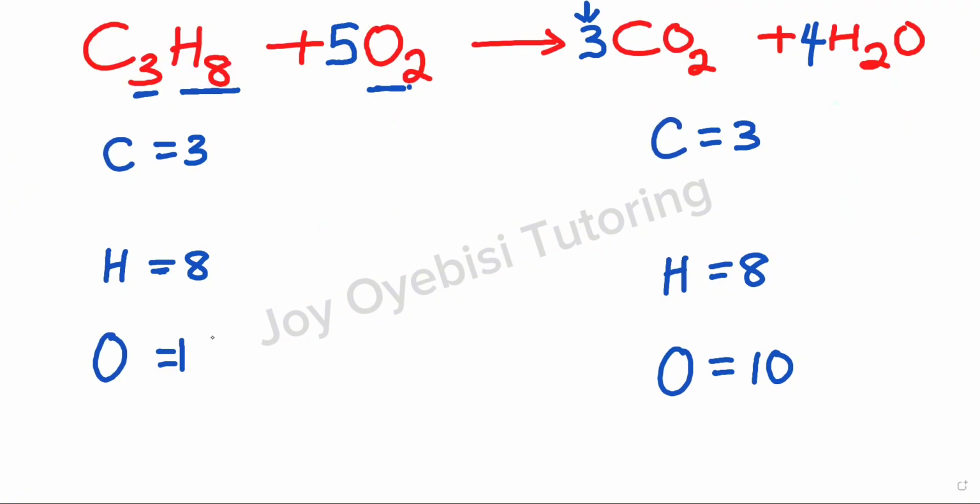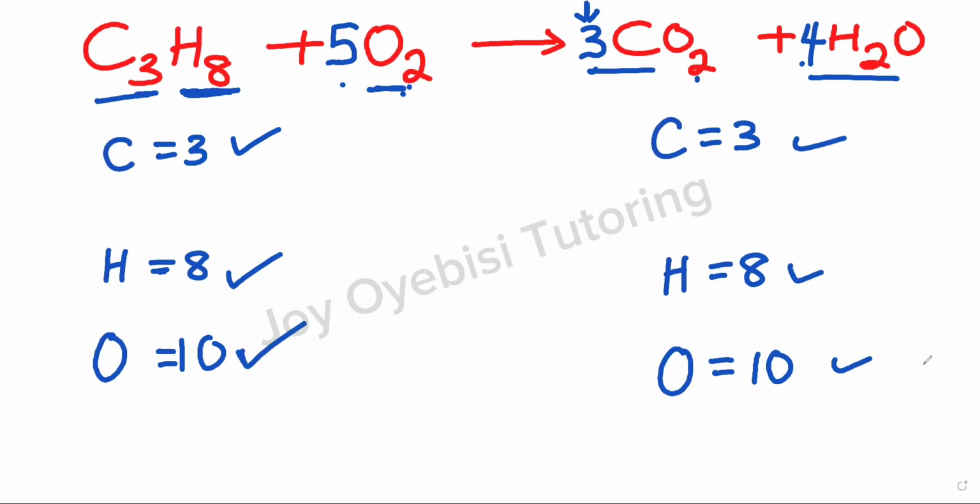Now, whenever you're done balancing, it's always good to quickly check that all the elements are balanced, even though you can see it here, just to be sure, okay? So go back, this is 3, this is 3, so that's balanced. This is 8, 4 times 2, that's 8, so this is balanced. 5 times 2, 10. 3 times 2, 6, plus the 4 on this side, 10, so this is balanced. And that's how you balance this chemical equation.